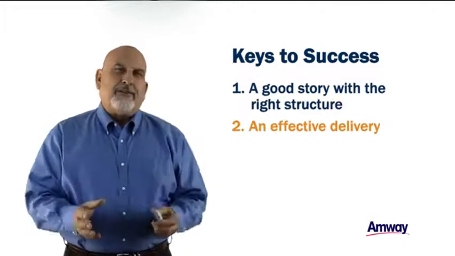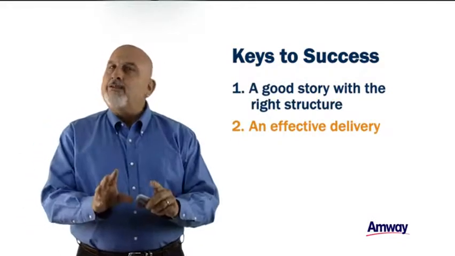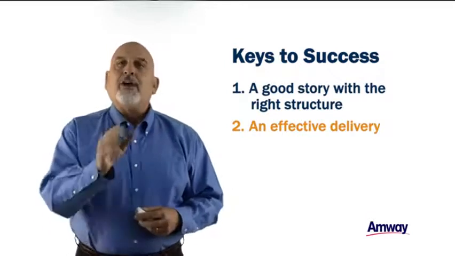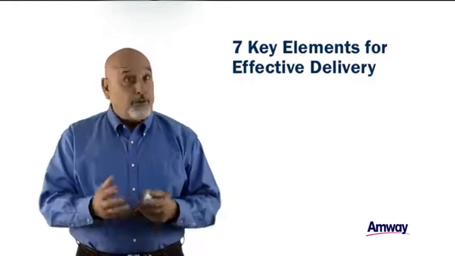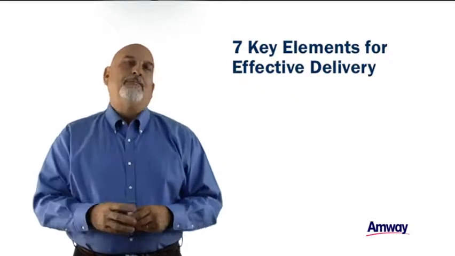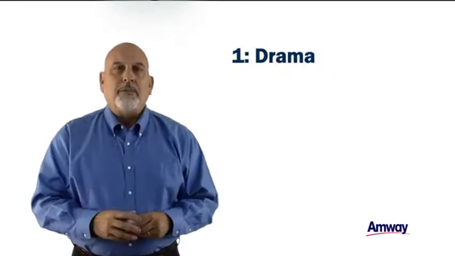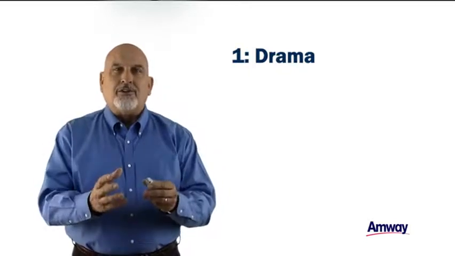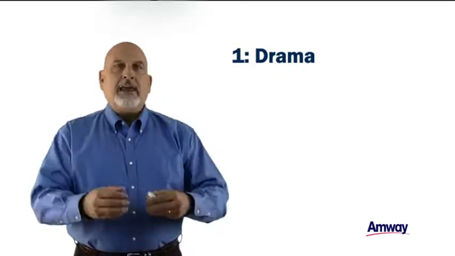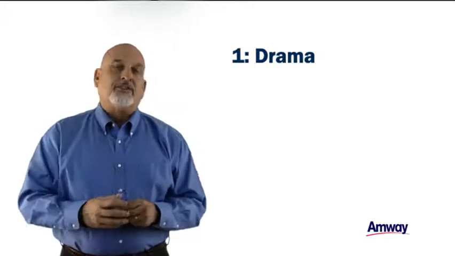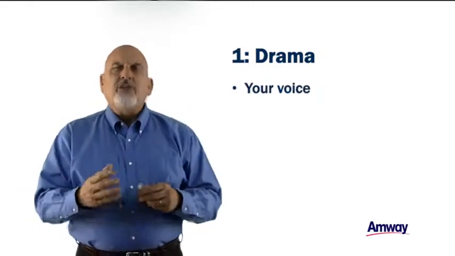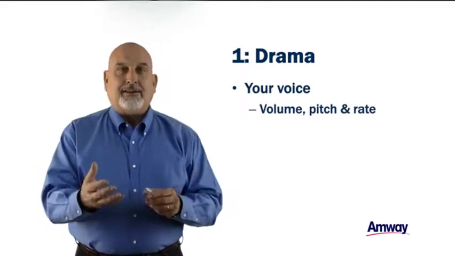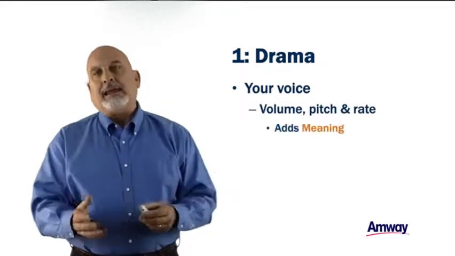An effective delivery of a story relies on the storyteller's ability to attract and hold the audience's attention. There are 7 key elements to include for doing that. Let's look at them. Number 1, drama. You need to use your voice and body language to build your characters to create anticipation, interest, and engagement in your listeners. Your voice. Use the volume, pitch, your voice rate to reflect and add meaning and interest to your story.